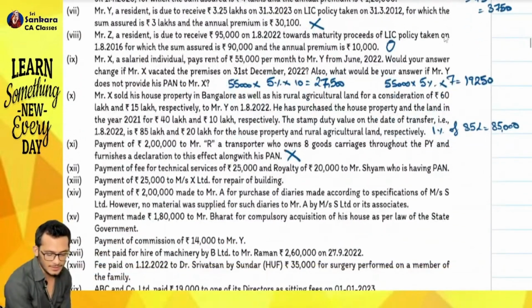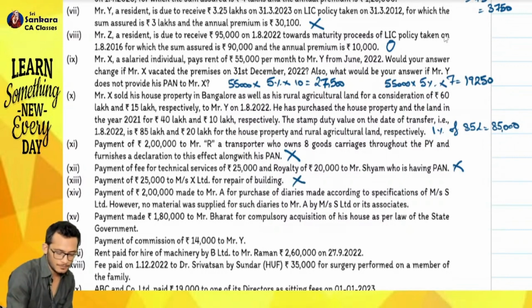Payment of fees for technical services of 25,000 and royalty of 20,000 to Mr. Sham having a PAN. Applicable, not applicable? Why? 30,000 per limit. TDS not applicable. Payment of 25,000 to Mr. X for repair of building. Where are we? Repair of building, 194C. Applicable, not applicable?